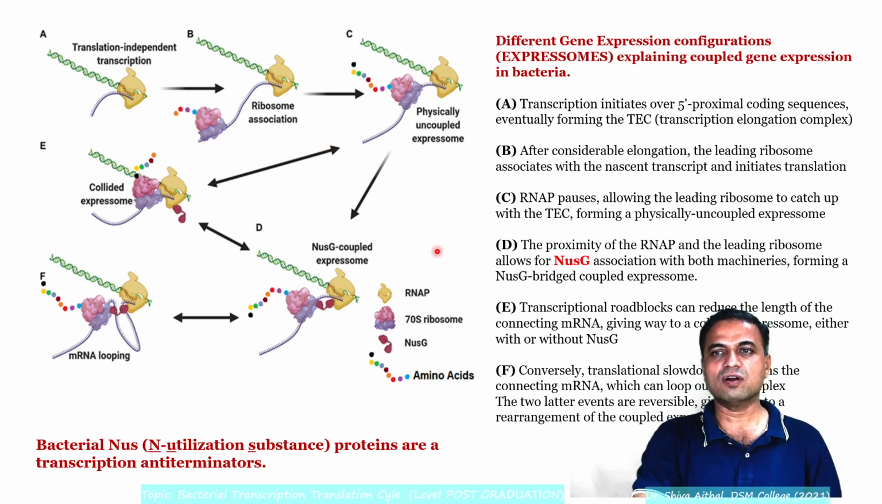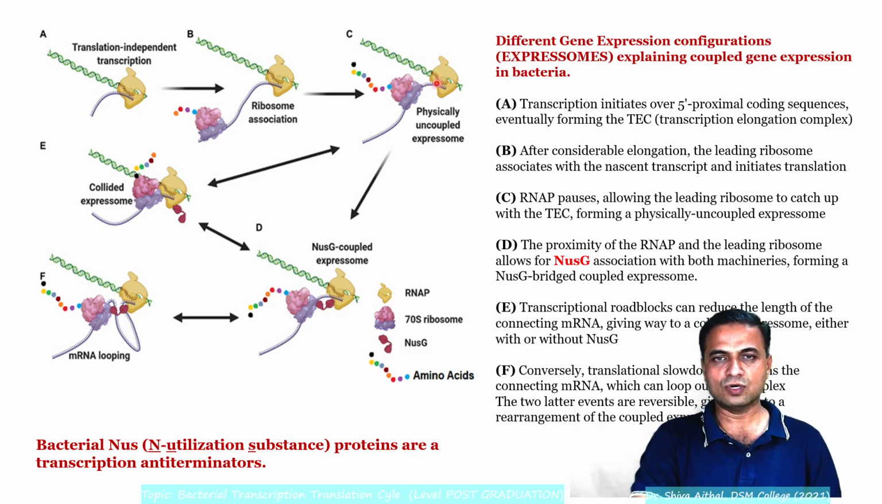Transcription initiates over 5' proximal coding sequences, eventually forming a transcription elongation complex, A. Now B. After considerable elongation, the leading ribosome associates with the nascent transcript and initiates translation. Then RNA polymerase pauses, allowing the leading ribosome to catch up with the transcription elongation complex, TEC, forming a physically uncoupled expressome.